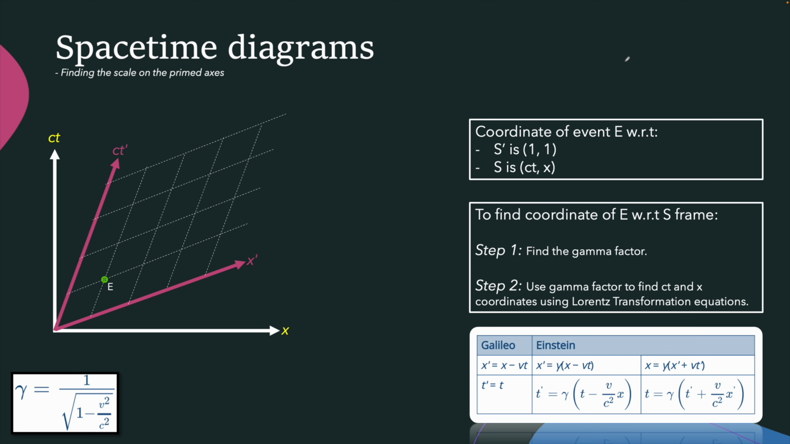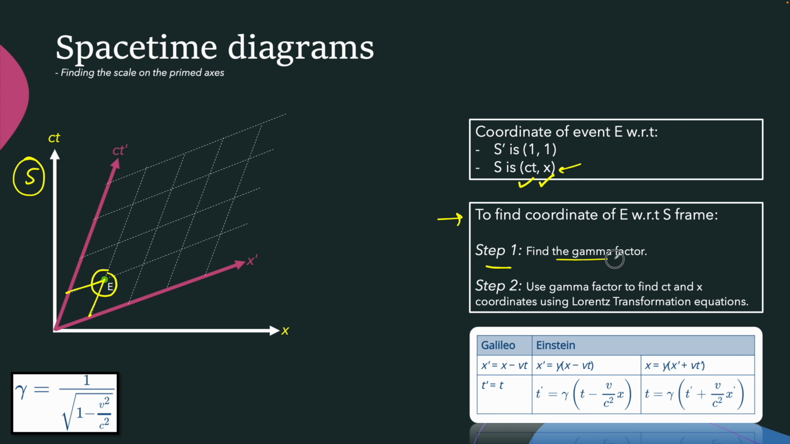So for example, you have an event E whose coordinate with respect to S prime is 1, comma 1. What will be the coordinate for the same event with respect to the S frame, which is the rest frame? I don't know, right? We can't just say 1 comma 1 for this, because obviously they both don't have the same scale. So since they're unknown, let me call it ct comma x. Now the point is, how do you find those coordinates?